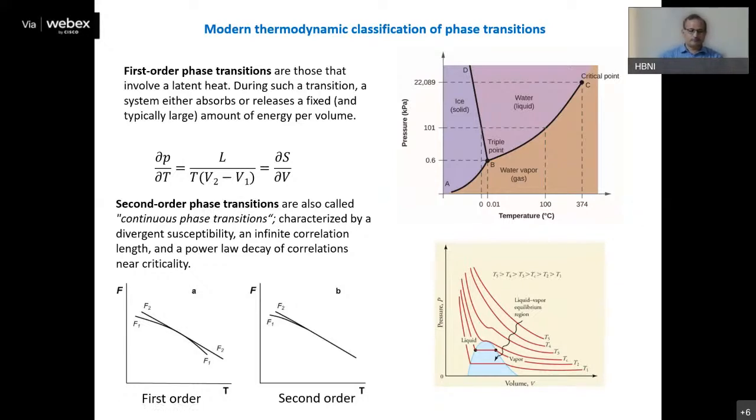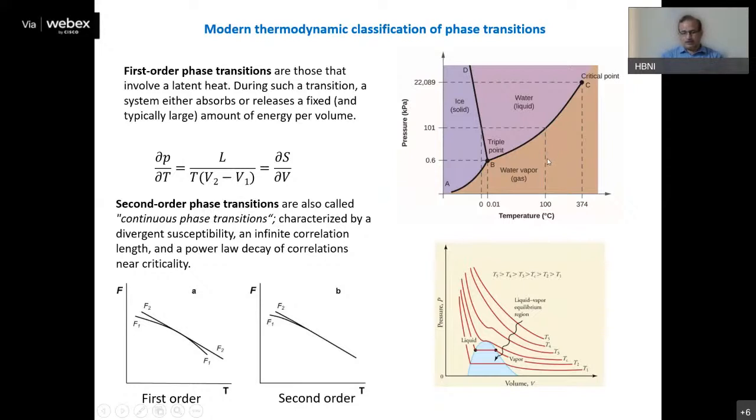of phase transitions. So typically now they call it a first order phase transition or discontinuous phase transition, which involves a latent heat. And during such transition, a system either absorbs or releases a fixed amount of energy per volume. So this is the famous Clapeyron relationship, where you see the change in pressure as a function of temperature given by this latent heat divided by the volume change across the phase transition. Of course, this can be positive or negative depending on from which direction you go. For example, if you go from water phase to a vapor phase, you would need some energy.